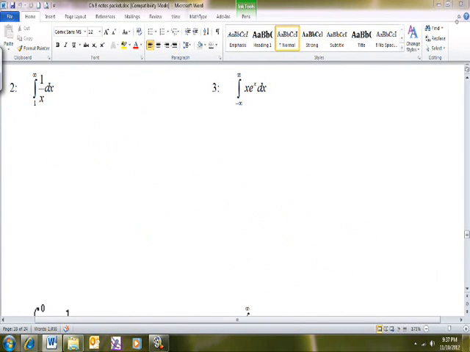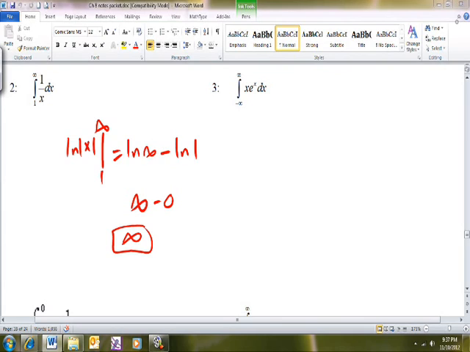Now, you might assume that since we saw what happened with the last one, that this would do the exact same thing. But the antiderivative of 1 over x is ln of x. And if we're going to plug in infinity and 1, ln of infinity, which is not a very good thing to do, you can't really plug in infinity. You have to look at the limit as it goes to infinity minus ln of 1. But natural log of something as it goes to infinity is infinity minus 0. So this ends up being infinity, which is the definition of a divergent integral.